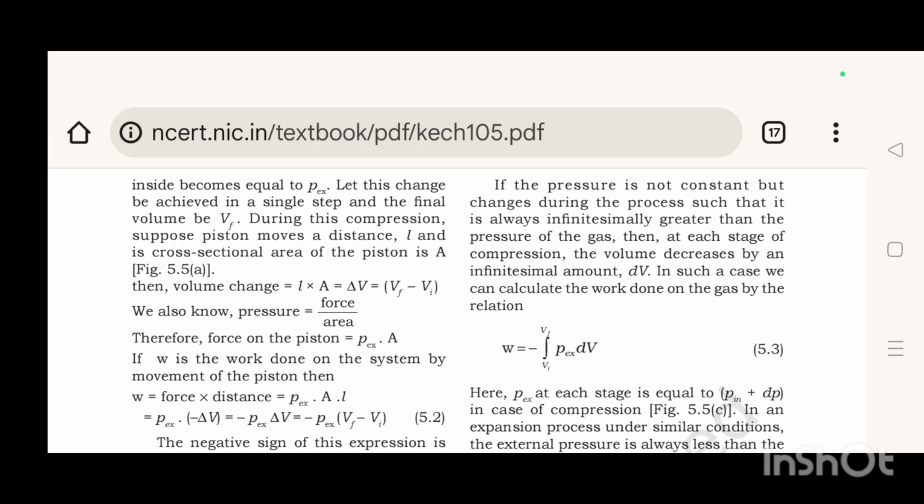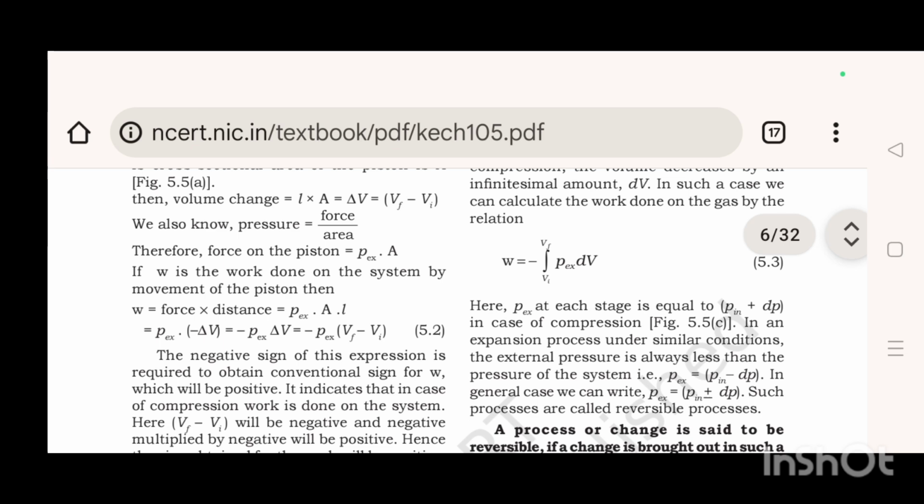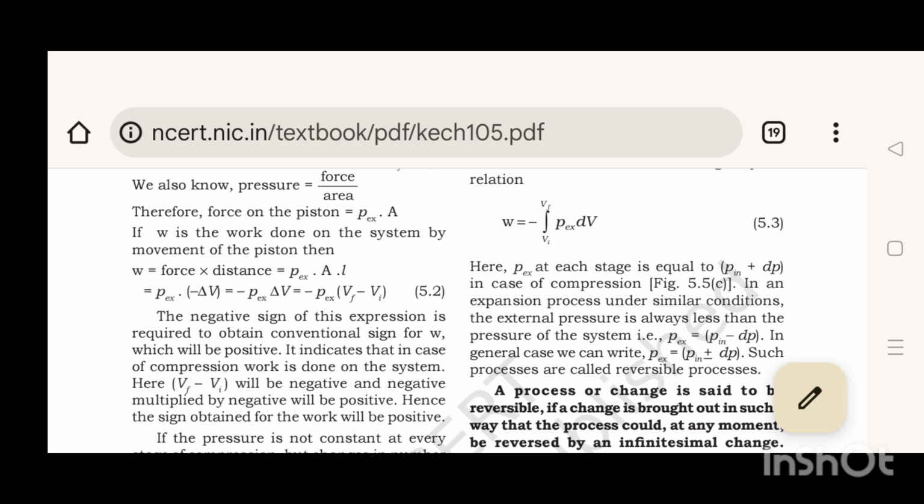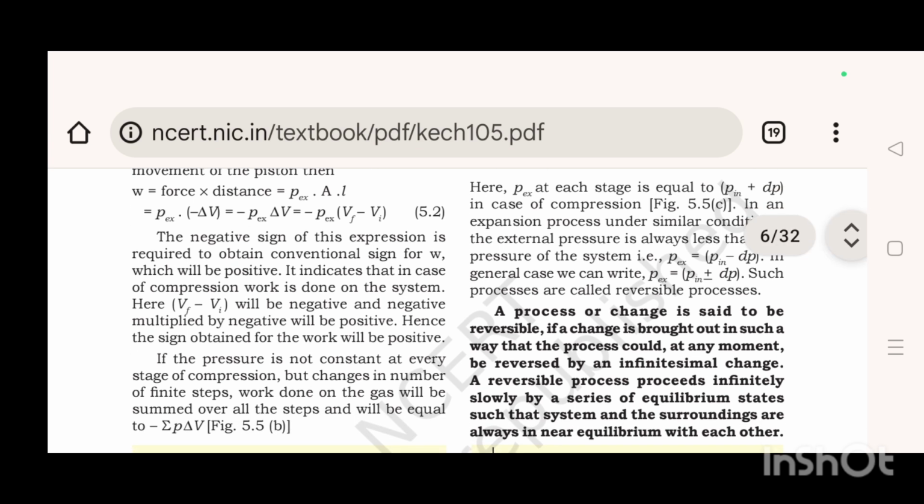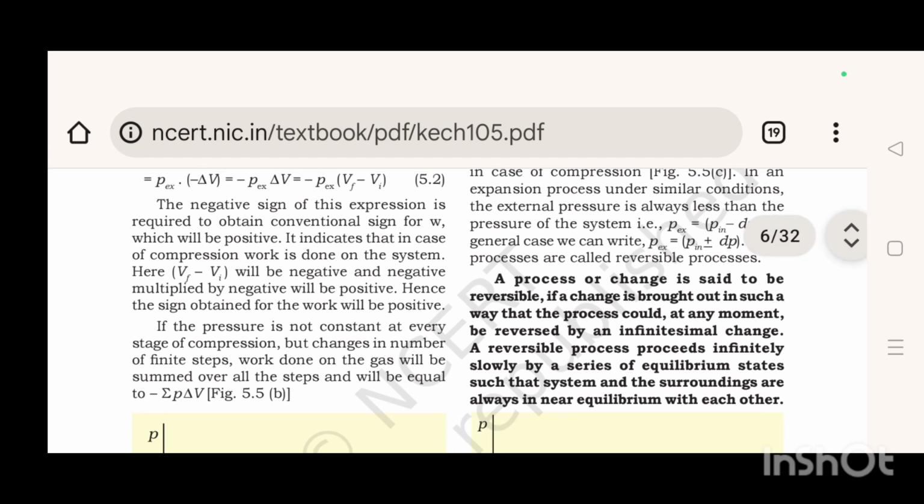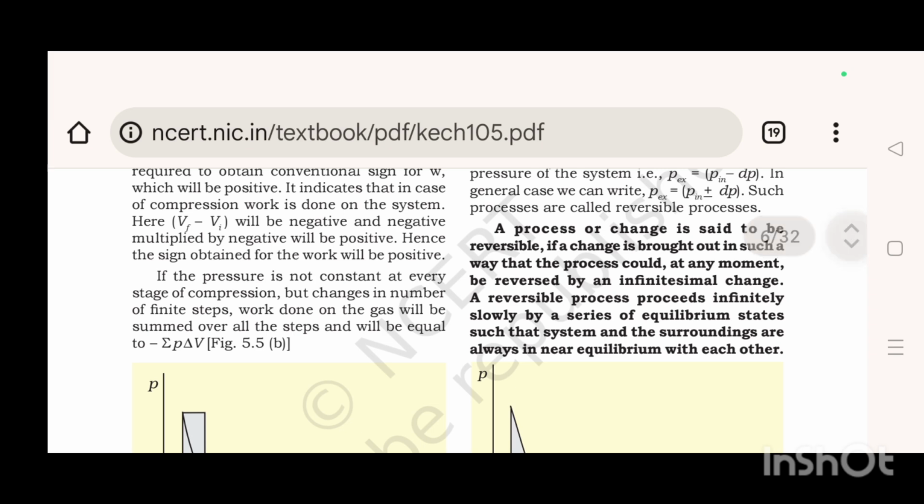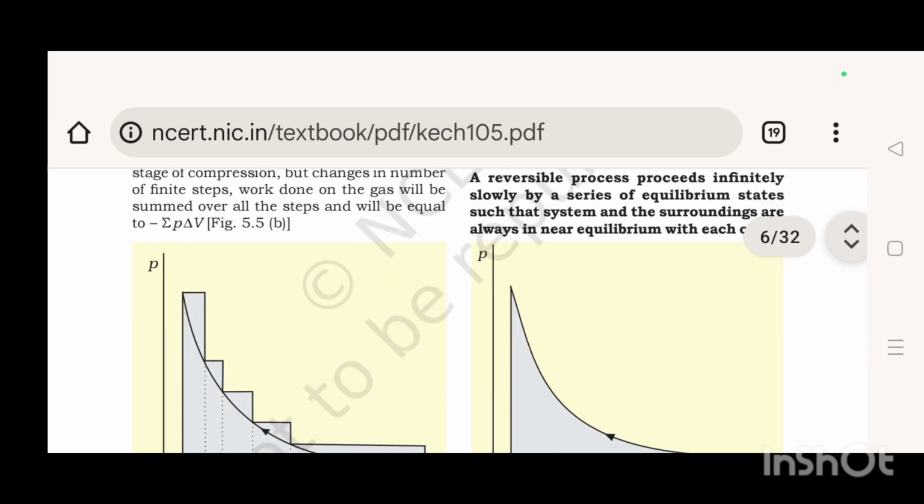In case of an expansion process under similar conditions, the external pressure is always less than the pressure of the system, that is P external equal to P internal minus dP. In general case, we can write P external equal to P internal plus or minus dP. Such processes are called reversible processes. A process or change is said to be reversible if the change is brought about in such a way that the process could at any moment be reversed by an infinitesimal change. A reversible process proceeds infinitely slowly by a series of equilibrium states such that the system and the surrounding are always in near equilibrium with each other.